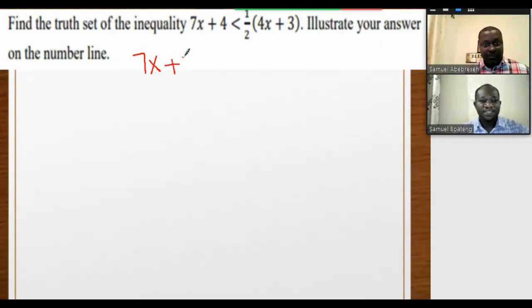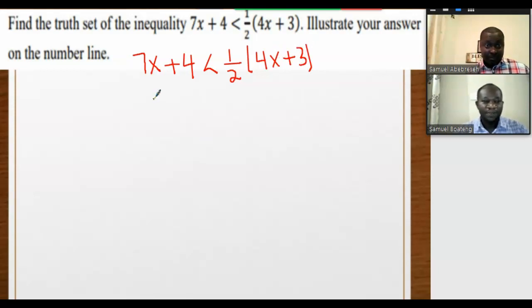Our next question is 7x plus 4 less than 1 on 2 into bracket 4x plus 3. Once again, illustrate your answer on the number line. So this time we have a fraction. And the same way we do when we are solving linear equation, in the first place, you clear the fraction. Now, how do you do that? You find the LCM. Here we have only one fraction here. So the LCM will be 2.